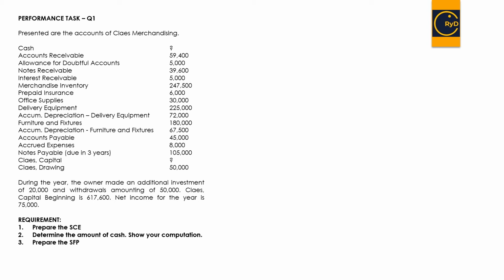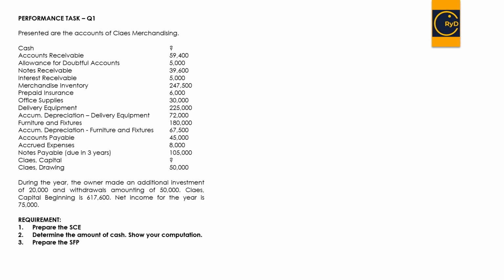the company's capital balance end. Here there is additional information that we have to consider. It states that during the year, the owner made an additional investment of 20,000 and withdrawals amounting to 50,000. So Cloud's capital beginning is 617,600, and then the net income for the year is 75,000. So let's prepare the SCE first.